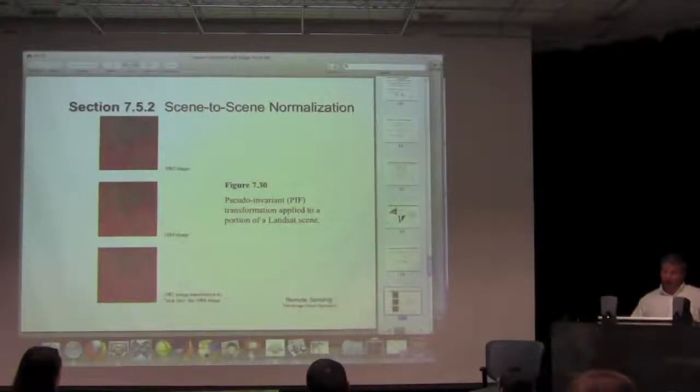These are color infrared images, so you can see the bright red areas here. This image was taken later in the season than this image, so you can see the difference in biomass that might have existed at different locations during those 2 years.